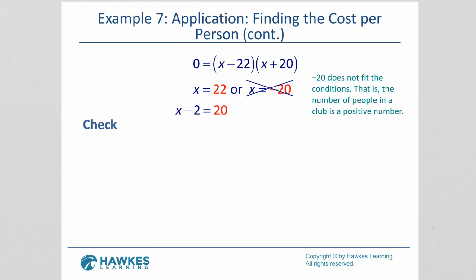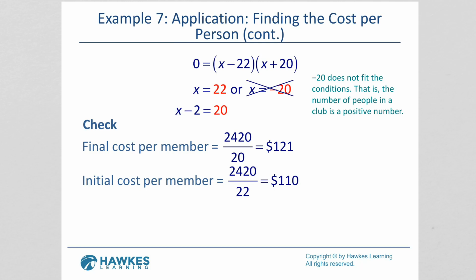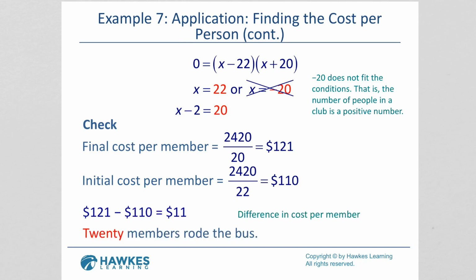So to check our solution, the final cost per member is equal to $2,420 over 20, which is $121. The initial cost per member would have been $2,420 over 22, which would have been $110. And then $121 minus $110 is $11. That's the difference in cost per member, which was what we wanted. And so that meant that 20 members rode the bus.